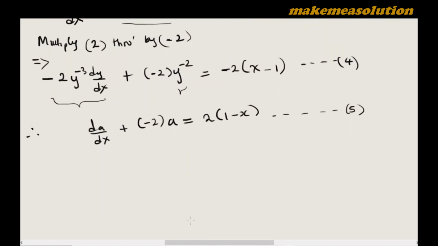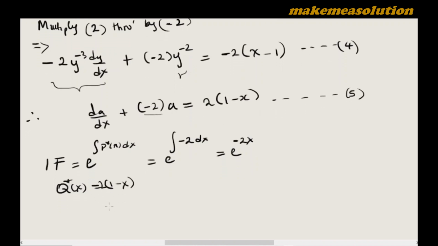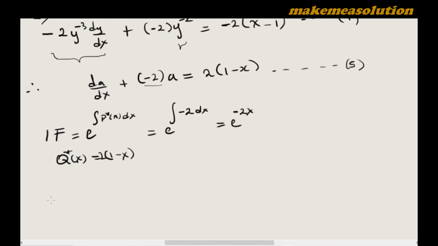Now we have a linear differential equation here whose integrating factor is exponential integral of the augmented p of x dx, and this is exponential integral of minus 2 dx, which is exponential minus 2x. Is that okay? This is your augmented p over here. Then of course your augmented q of x is now 2 into 1 minus x. So take note of that.